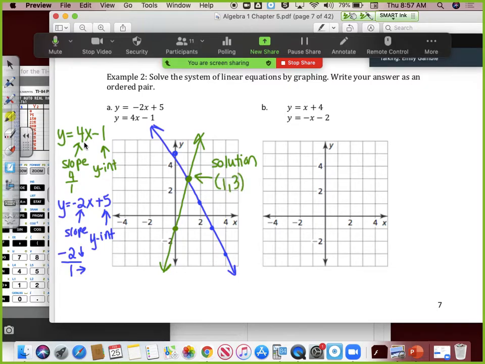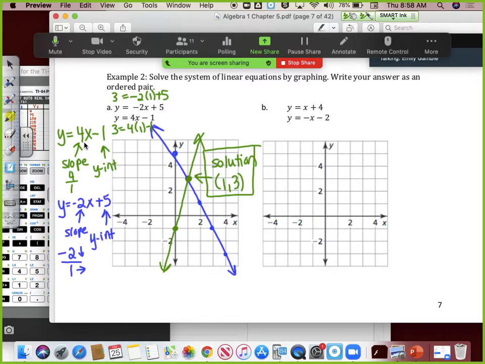Now, it is always helpful to make sure that you didn't make a mistake. You can check by replacing 1 for x and 3 for y and making sure it works for both. 3 equals negative 2 times 1 plus 5. That's true, because negative 2 times 1 is negative 2, and negative 2 plus 5 is 3. And then 3 equals 4 times 1 minus 1, which is also true. 4 times 1 is 4, minus 1 is 3. It will always work for both when you solve by graphing. Okay, so that's how you do it.